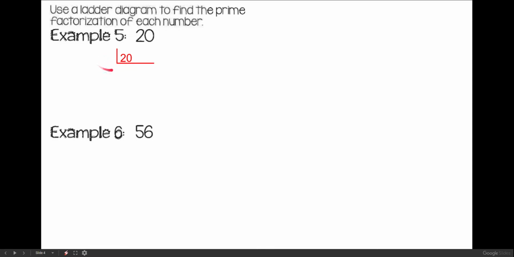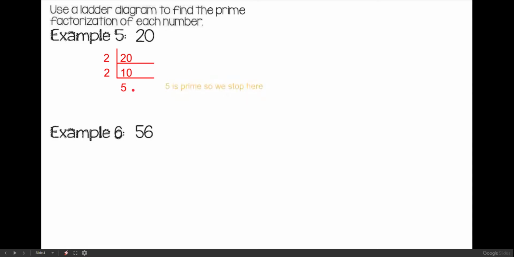Now, what prime number can you divide from 20? Well, 2. And 2 times what equals 20? Well, 2 times 10. Now, can you divide 10? You can. Divide it by 2, and you end up with 5. And can you divide 5 by anything? Nope, you cannot, except for 5.